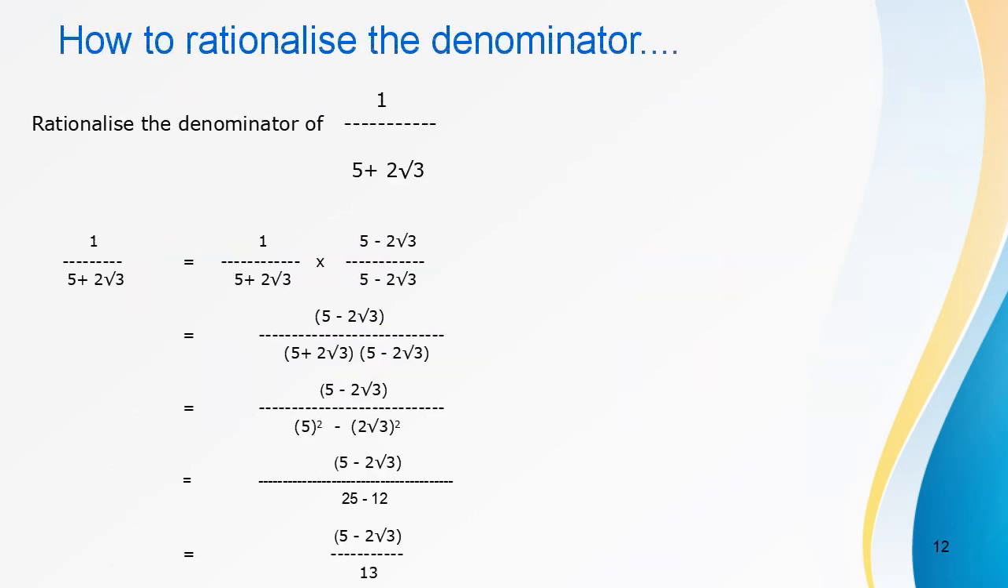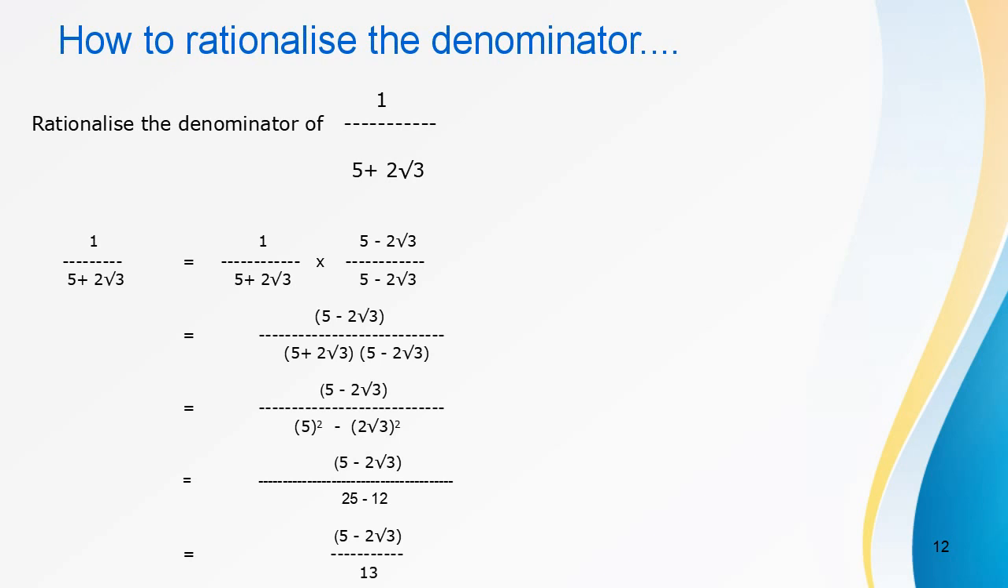Now let us see how to rationalize the denominator. We will take the rationalization of the denominator of 1 upon 5 + 2√3. First of all we will take the conjugate, that is, we will take the opposite sign of the term. Suppose we have the positive sign in the denominator, we will take the negative sign.